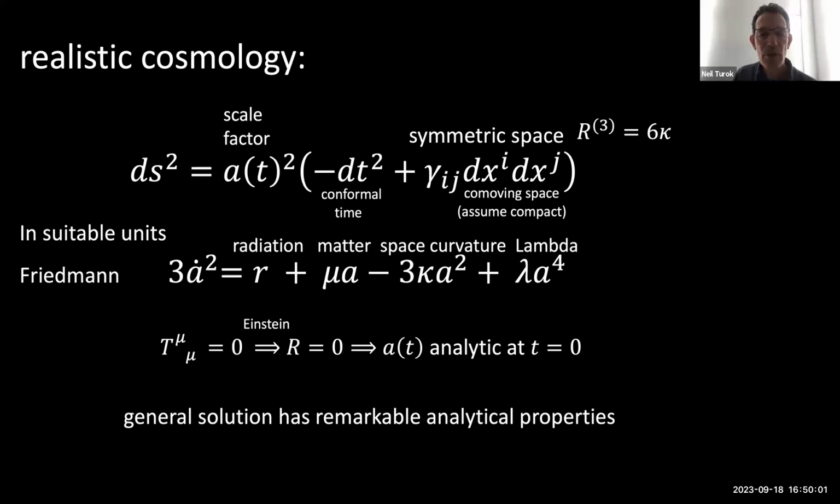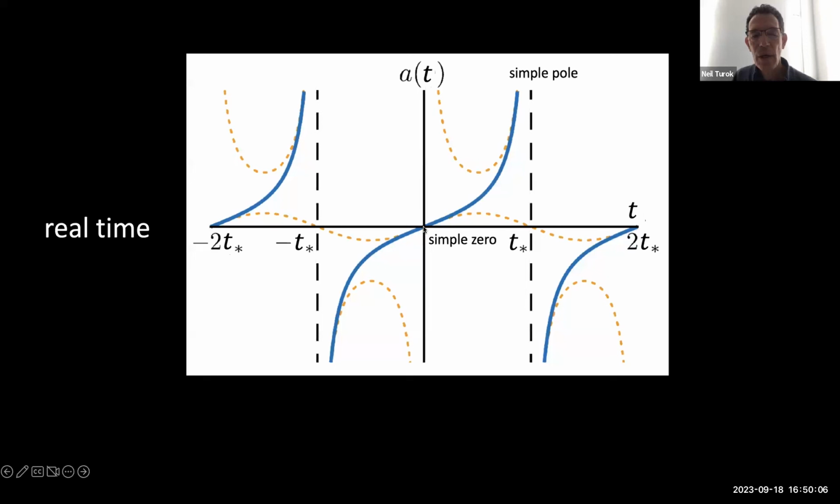So in real time, they look like this. Here is our cosmos. It came out of a Big Bang, which is a simple zero in the scale factor, heads up to a simple pole. That's the future of de Sitter space. And if we go back through the Big Bang, of course, it's just the opposite. Other solutions are like de Sitter space, which would be the orange dashed curve, or an oscillating universe. A closed universe that recollapses would look like this.